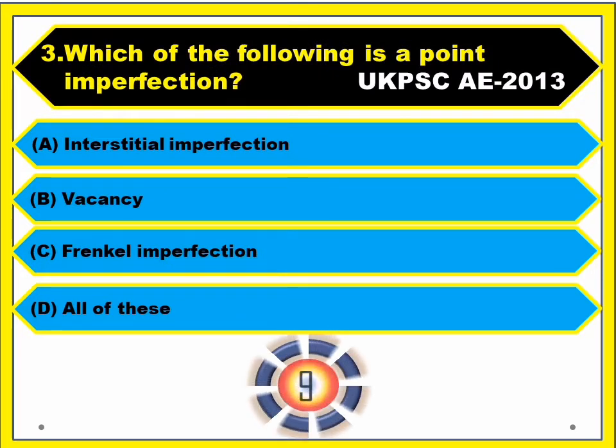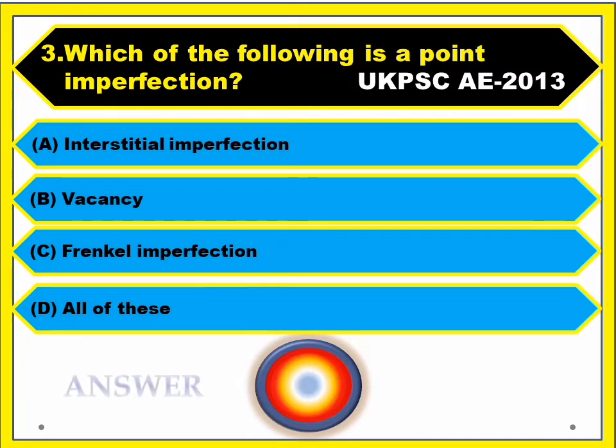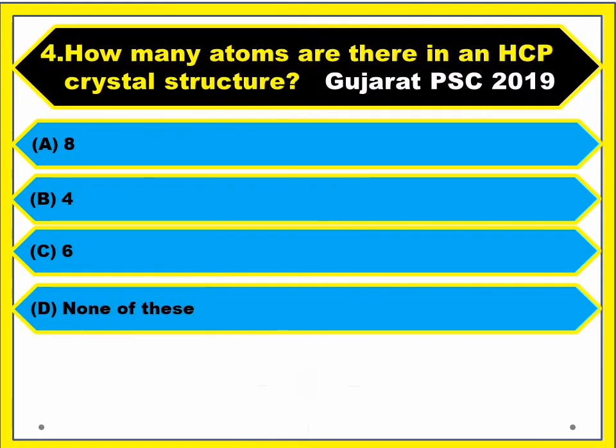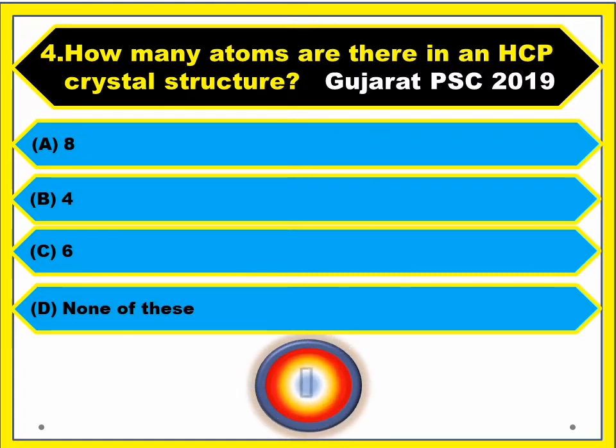Question number 3. Which of the following is a point imperfection? Answer: all of these: interstitial, vacancy and Frenkel. Question number 4. How many atoms are there in a HCP crystal structure? Answer: 6.